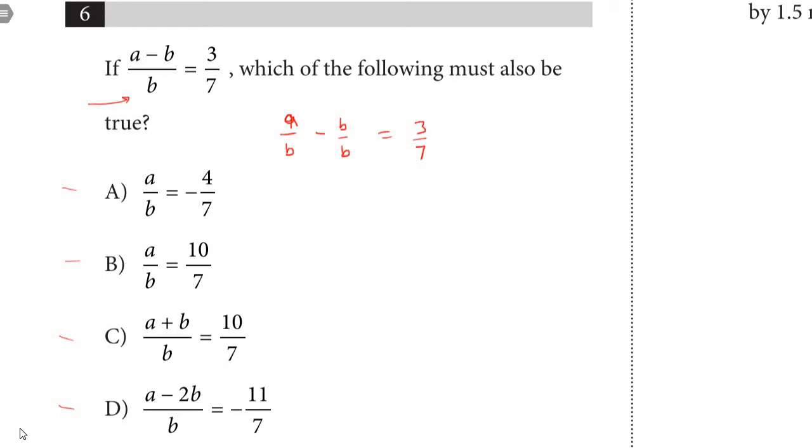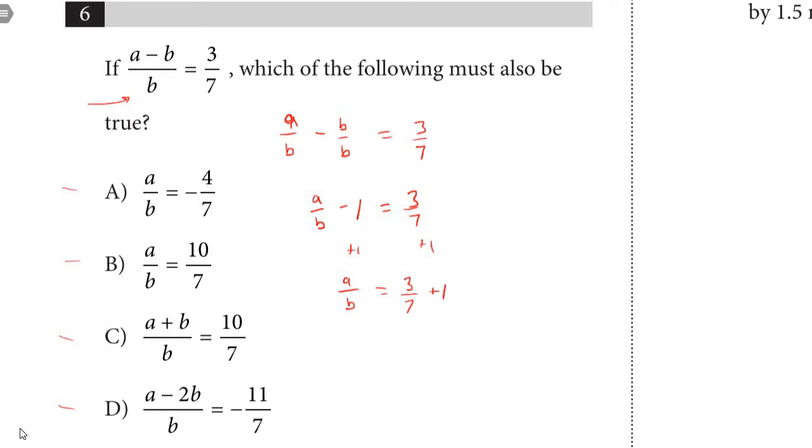Alright, let's simplify further. Well, a over b minus b over b. Well, b over b is just like any number over itself, and that's just 1, is equal to 3 over 7. Alright, let's try to simplify this further. Let's add the 1 to each side. So plus 1, plus 1. I'll get a over b is equal to 3 over 7 plus 1.